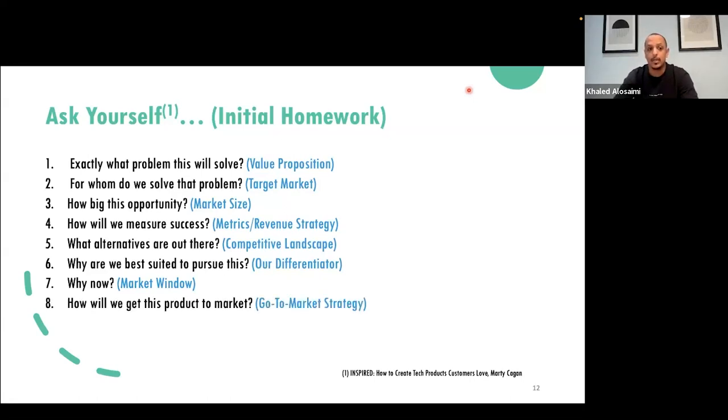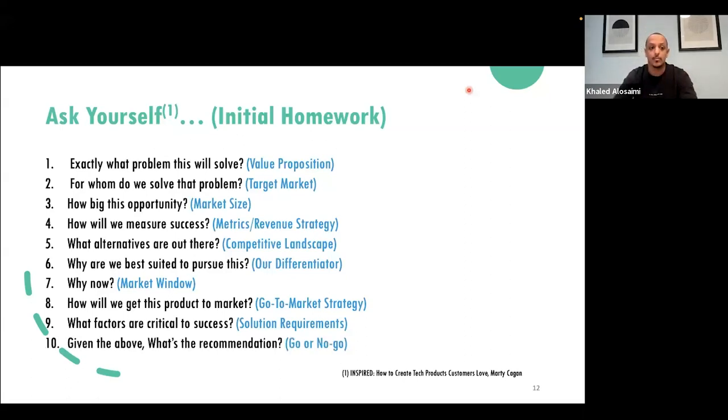How will we get this product to market? How will we enter the market? Are we focusing on penetrating? Are we doing market effect, channel strategies, and all of that? What factors are critical to success? What exactly are the feature sets? What are the components of the product that we really need to develop? And if you have all these answers, then you will know it's go or no go.